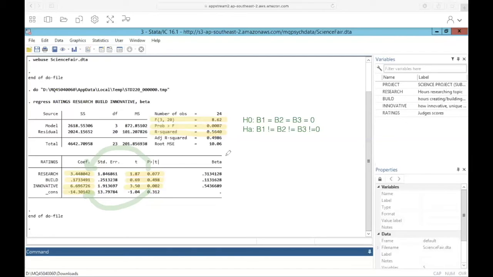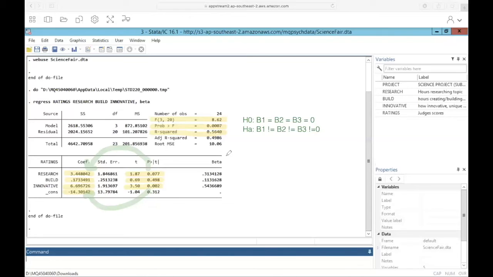significant model. Again, this just means this model with 3 predictors is better at predicting judge ratings compared to a model with 0 predictors. And with multiple regression, if you have at least one significant predictor or one significant independent variable, then your model itself will be significant.